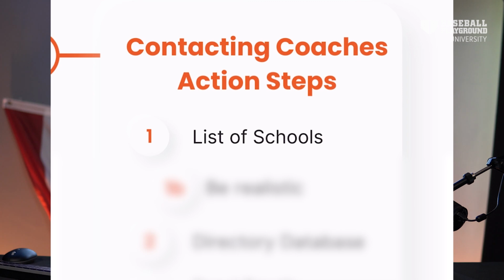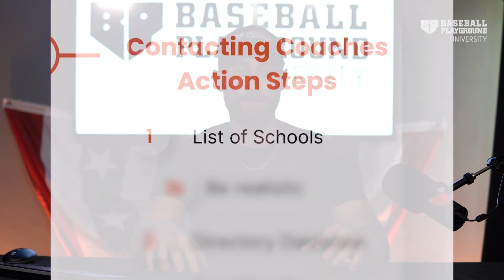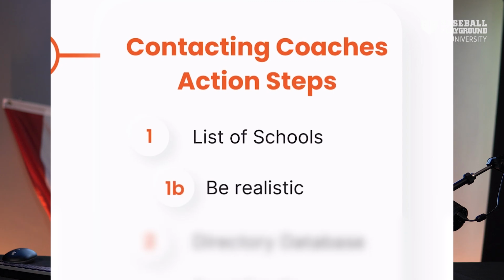And on that note, here are the action steps for this video. The first action step is put a list of 10 schools together that you really want to go to. Now, be realistic with these schools. Don't just put the top 10 schools that you think you can get into just simply because they're Vanderbilt, USC, the top D1 schools in the country. Make sure you're realistic when forming these schools list.